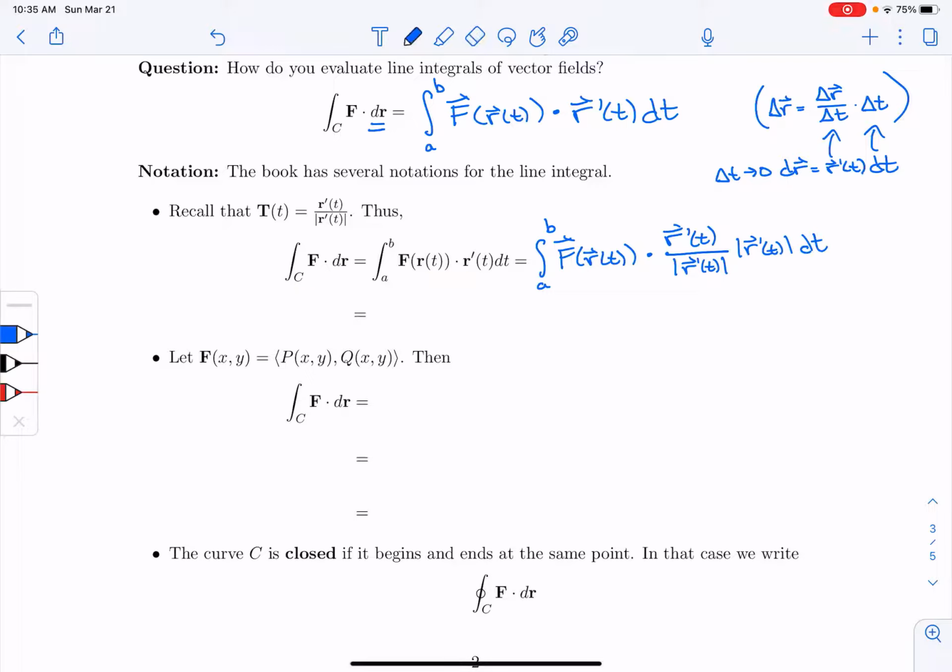Okay, well, if I do that, then what I get is, again, F right here, but dotted with the tangent vector. And then what we have here with the magnitude of r prime of t dt, that is what we defined in the previous video as being ds. And so sometimes the book will write this as the integral over the curve of F dot T, the tangent vector, ds.